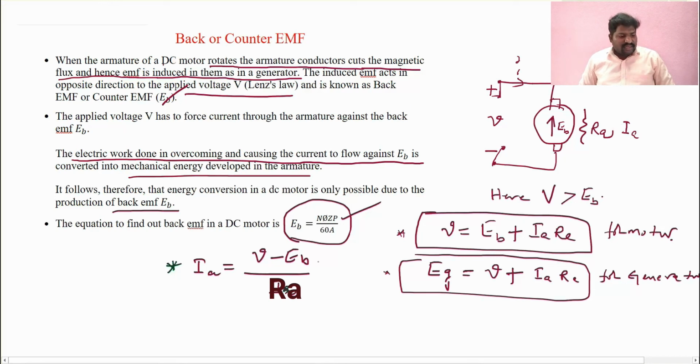If the motor is suddenly loaded, what will happen? The back EMF will be reduced. If the back EMF is reduced, the difference V minus Eb will be increased. Then Ia will start increasing. If Ia starts increasing, it means the current flowing through the conductors has increased.